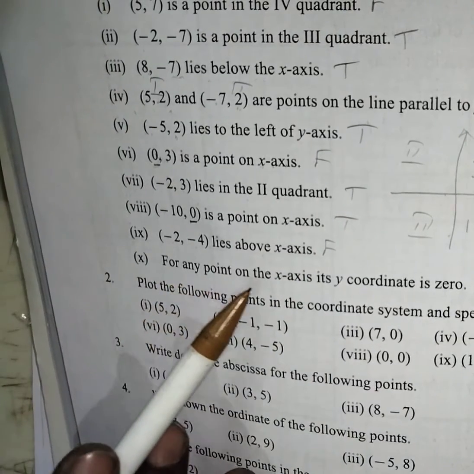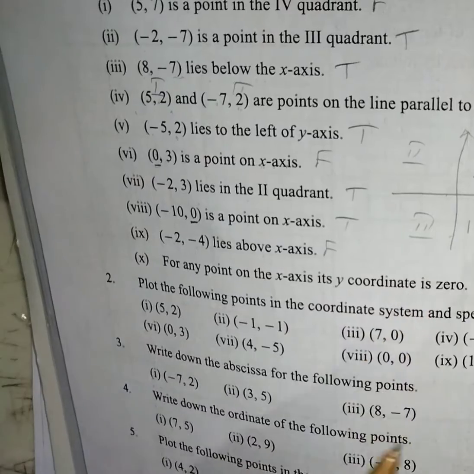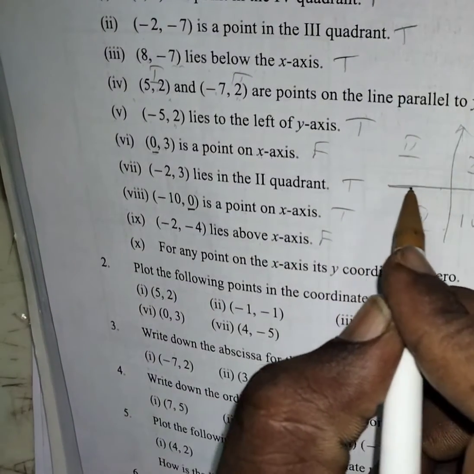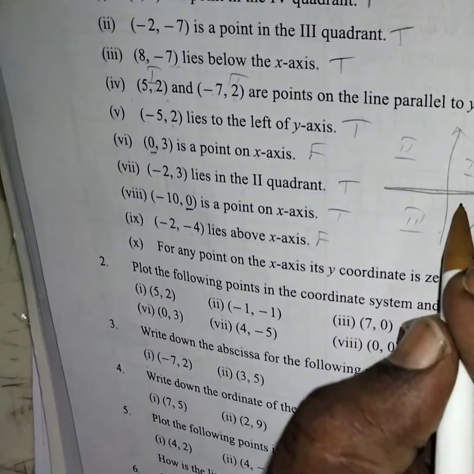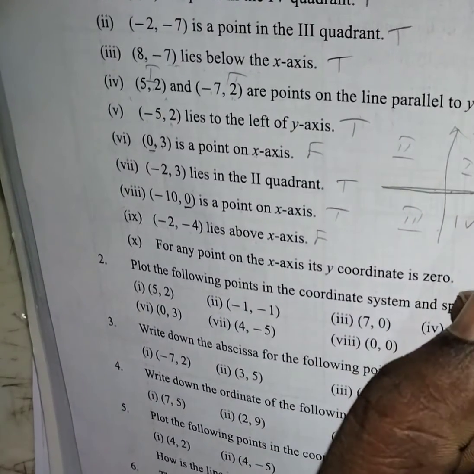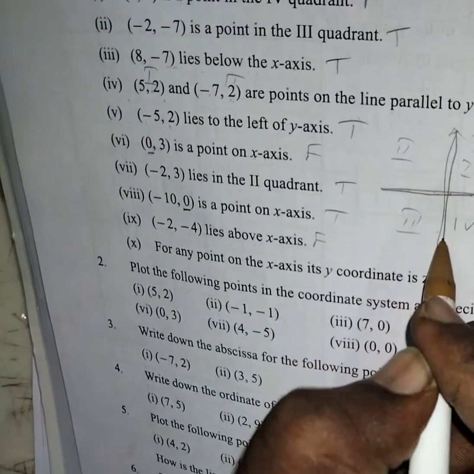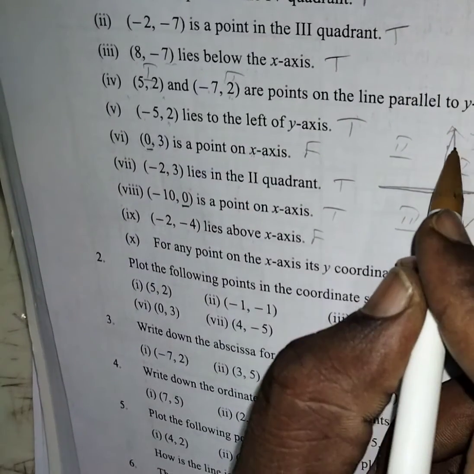For any point on the x-axis, the y coordinate is 0. So the statement is true. For example, this is the line of the x-axis. Wherever you go, take any point, its y coordinate will be 0. Like that, on the y-axis, wherever you go, take a point, the x coordinate should be 0. So the last statement is true.